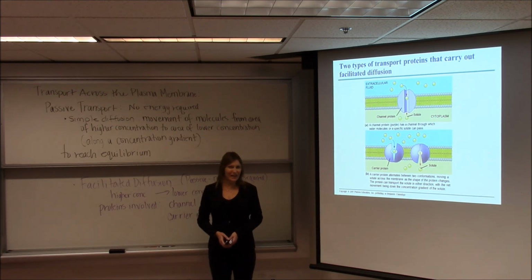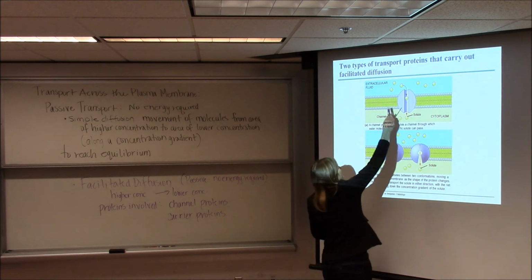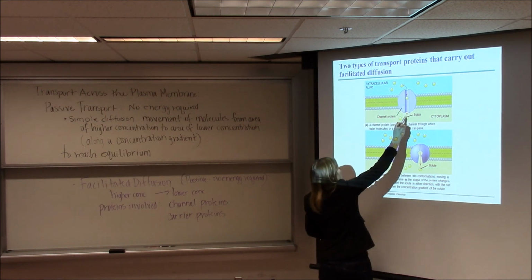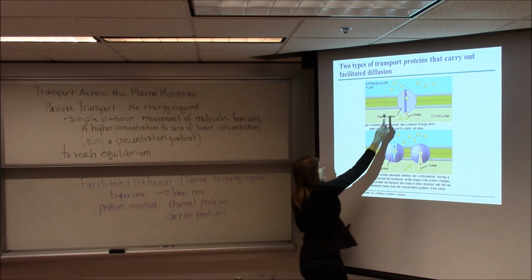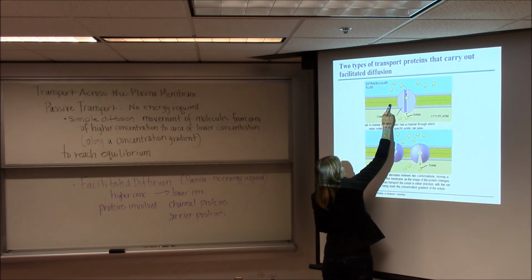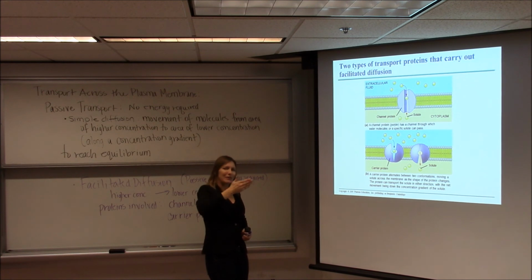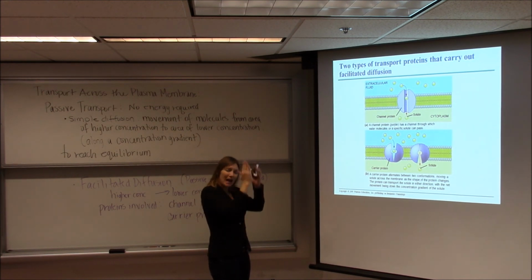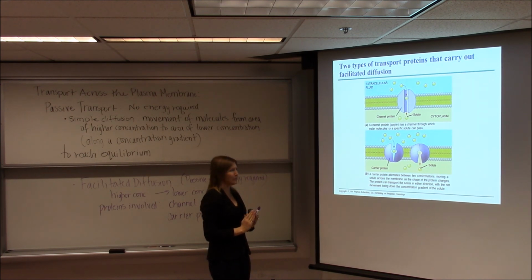So here are the two categories of protein. This is a channel protein. Again, it's just providing a channel for these molecules to enter the cell. Remember that these tails are hydrophobic. So anything polar is going to have a hard time getting across those hydrophobic tails. This channel provides a hydrophilic pathway for molecules to come through the plasma membrane.